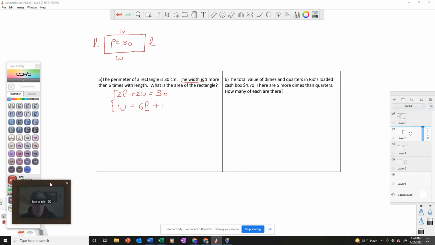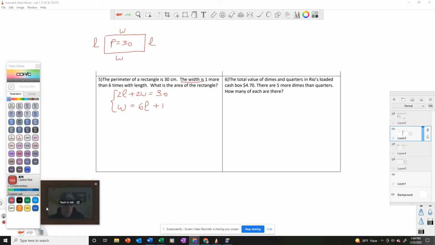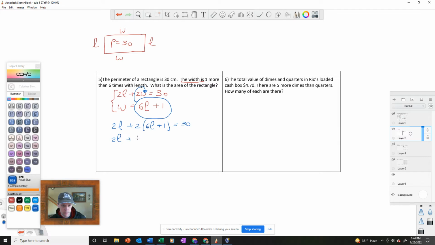So I just need to solve for L and W. One thing I should do is first of all figure out what method I want to use. You know what method to use, don't you? Substitution on this one. So let's use substitution because it says W equals. So wherever I see a W, I can replace it with 6L plus 1. So here we go. And now all I have to do is solve this equation. So make sure I distribute. Multiply those. Combine the like terms.